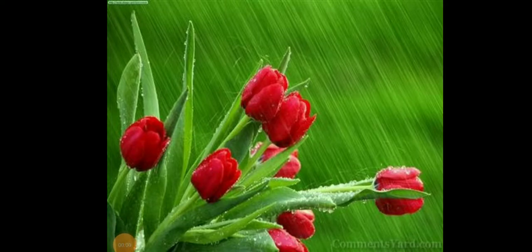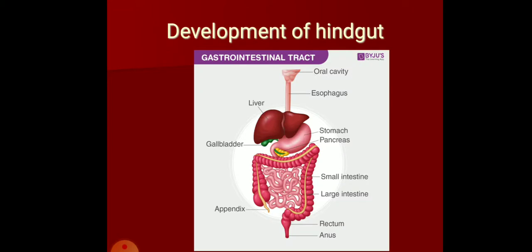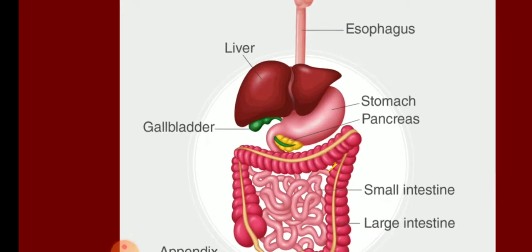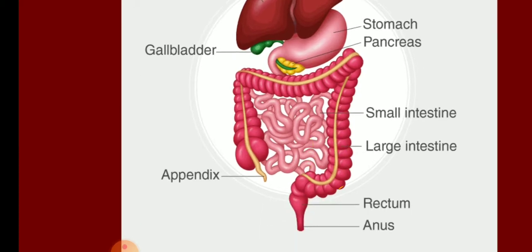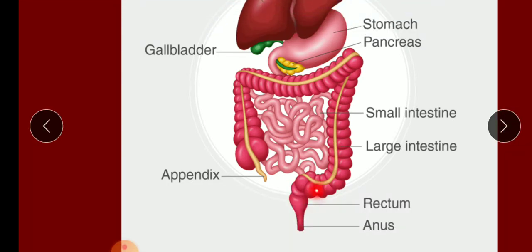Morning all. So now we are coming to the last part of the development of GIT, and that is the hindgut derivatives. Fine. So what are the hindgut derivatives? Can you just name the hindgut derivatives? That is the left 1/3 of transverse colon, then the descending colon, then the sigmoid colon, the rectum and the anal canal till the pectinate line. So that much is the derivatives of hindgut.